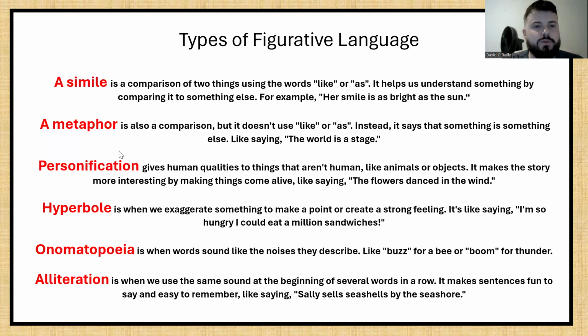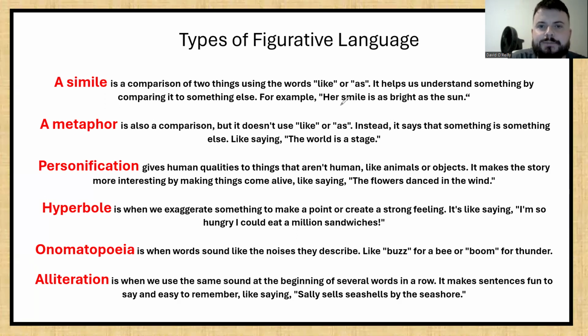So if we look at the screen, we've got 6 types. We've got a simile, metaphor, personification, hyperbole, onomatopoeia, and alliteration. So we have spoken about these, but let's go through the brief descriptions of each one really quickly. So a simile is a comparison of two things using the word like or as. It helps us understand something by comparing it to something else. For example, her smile is as bright as the sun.